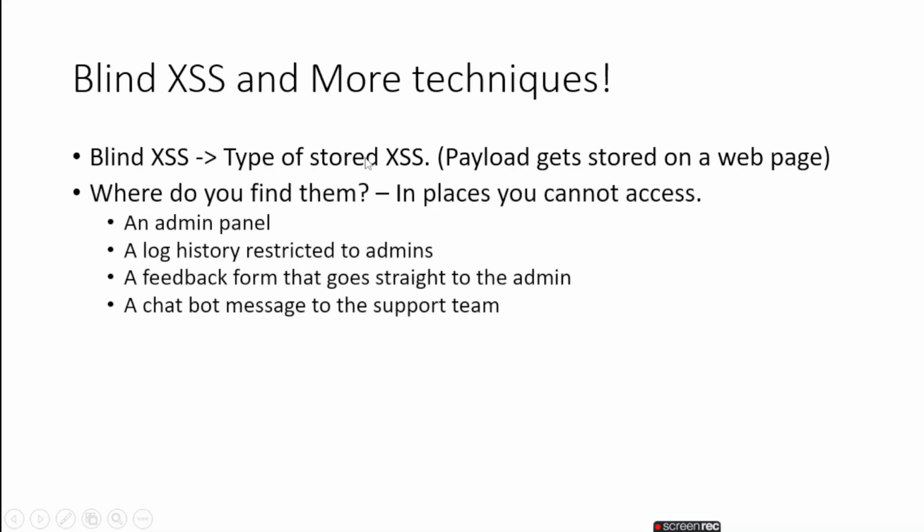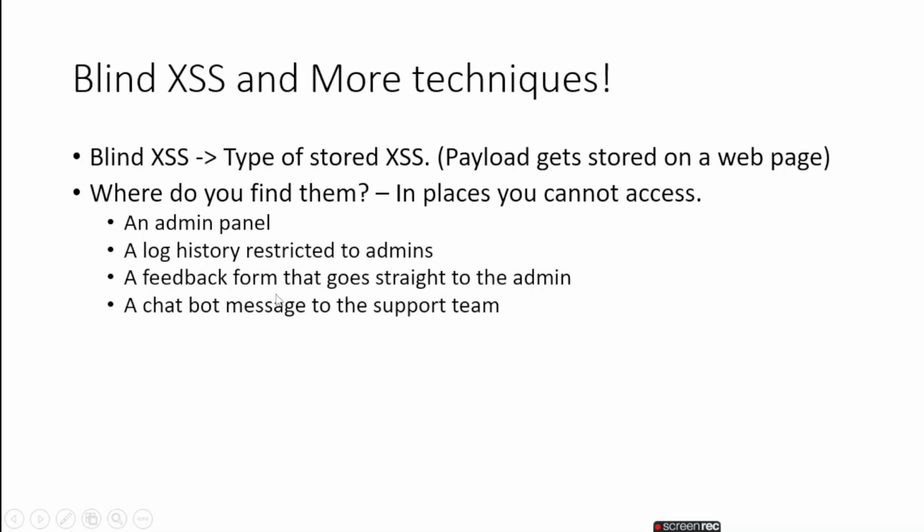Let's talk about where you can find them. You can find them in places that you cannot access. Yes, that's right. I'm talking about admin panels or a log history that is storing the headers of every user who's visiting the web application and the access to which is only restricted to the admins. Feedback forms that go straight to the admin, and even chatbot messages that are there on a bunch of applications, and these messages go straight to the support team.